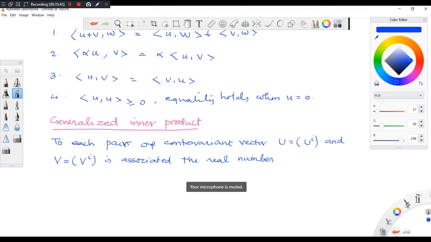the real number, the inner product of u and v. Here the product I write like this. That is equal to gij ui vj.